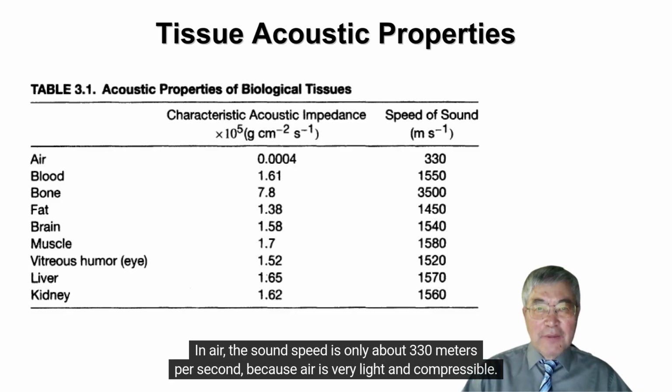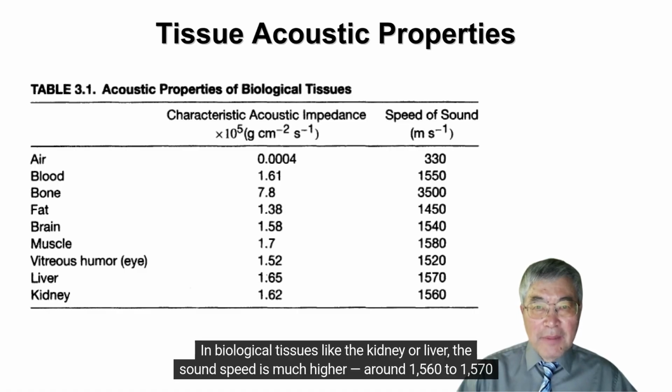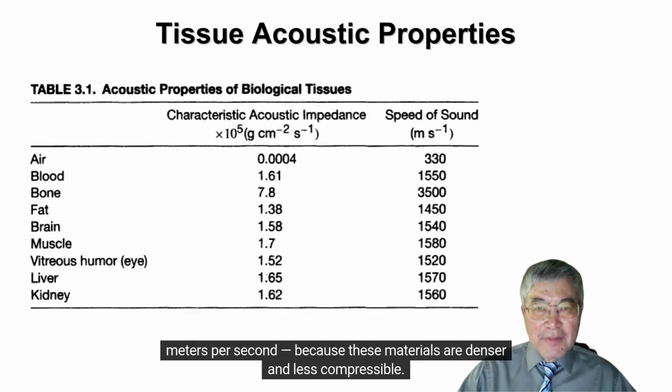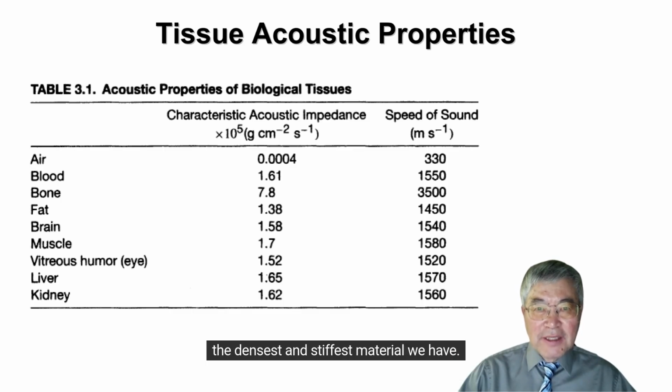In air, the sound speed is only about 330 meters per second because air is very light and compressible. In biological tissues like the kidney or liver, the sound speed is much higher, so around 1,060 to 1,070 meters per second, because these materials are denser and less compressible. Now, if you ask where sound travels the fastest inside the human body, the answer is bone, because bone is the densest and stiffest material we have.